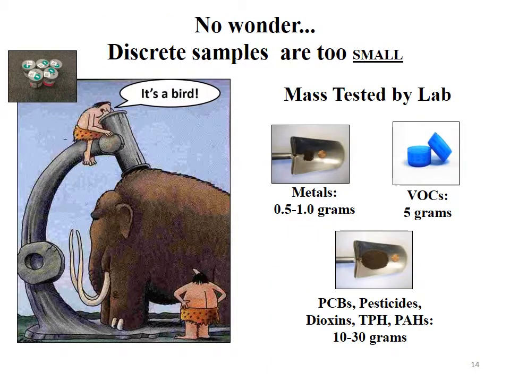So no wonder discrete samples don't work. The bottom line is they're just too small. They're too small to capture small-scale random variability in the area where you collect the sample. And again, keep in mind the mass tested by the laboratory is very small. These masses aren't based on sampling theory or anything really to do with sampling. They're just the mass that the laboratory needs to test with their analytical equipment.